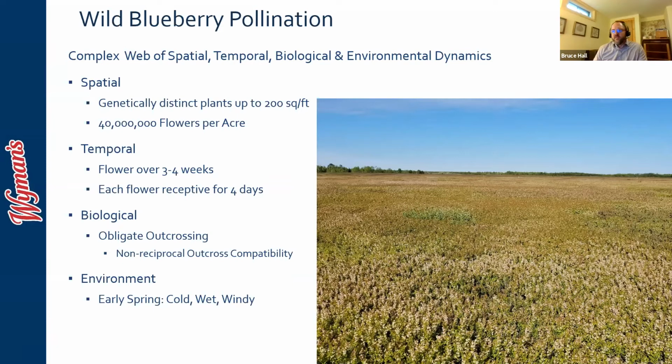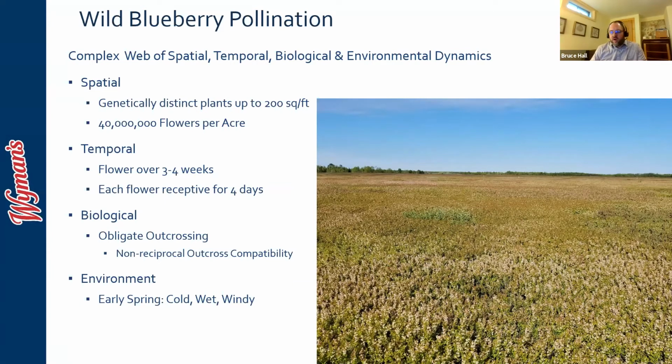Each of those 40 million flowers are receptive for 4 days. Biologically speaking, so really getting at the genetics of the plant, those of you with a genetics background, these plants, they're obligate outcrossers. In particular, outcrossing compatibility of these plants is non-reciprocal. What does that mean? That means that gene flow, so pollen from plant A can pollinate plant B, but the pollen from plant B cannot pollinate plant A. This creates a high level of inefficiencies within the pollination system.